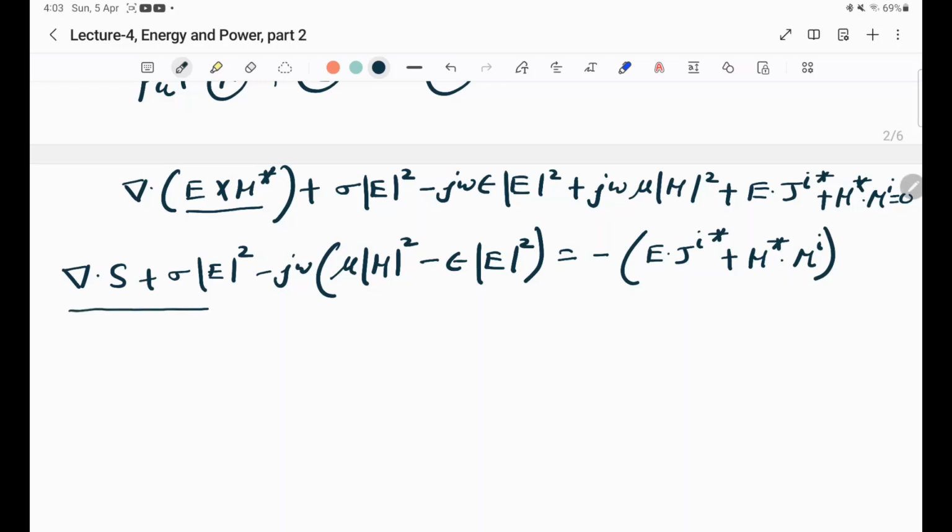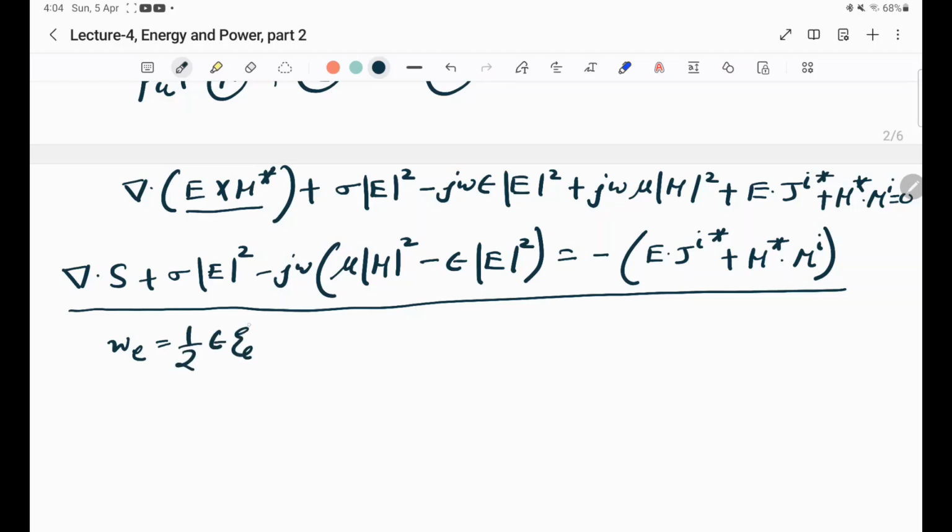Now we will hold on to this equation and we will go back to the definition of electric and magnetic energy densities and the density of power flux, density of power supplied, and the density of power dissipated, so that everything becomes crystal clear. So we know that We was 1 by 2 epsilon E square. So in terms of the complex quantities, we will name it as We bar, and this becomes half epsilon mod of E whole square. Okay, this is the first definition.